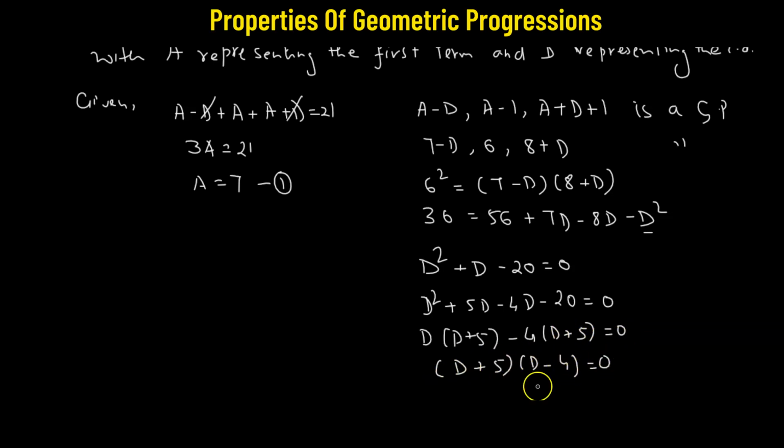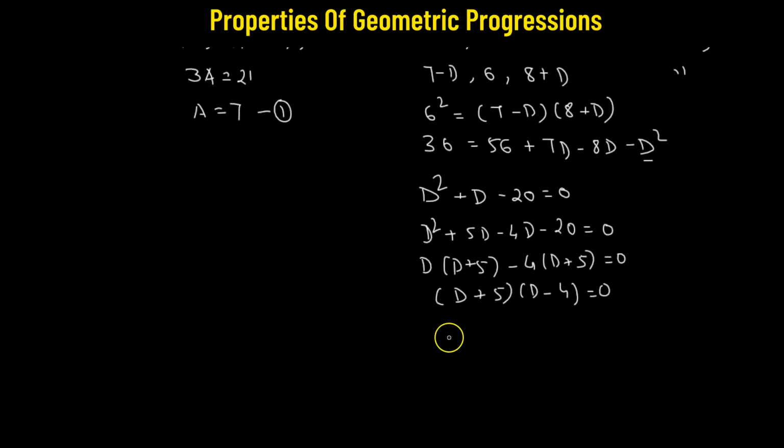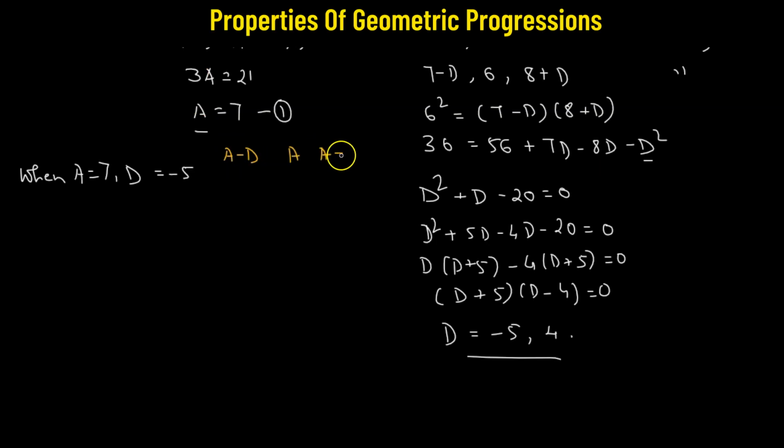So D could be either negative 5 or positive 4. So we have obtained the value of D as well as the first term. That means when A is 7 and the common difference D is negative 5, our task is to obtain the numbers, which are A minus D, A and A plus D. So A minus D means 7 plus 5, that will be 12. Then the middle term is 7. A plus D will give us 2.